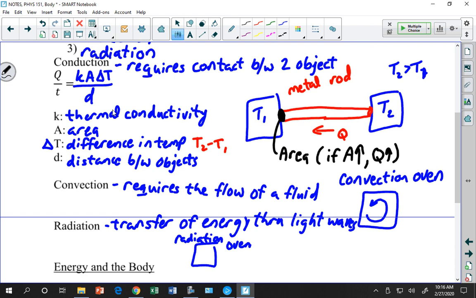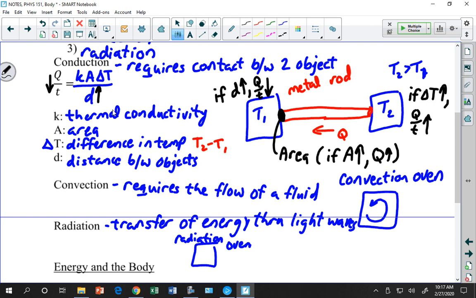If I make my delta T bigger, if delta T goes up, then also Q over T will increase. The rate of thermal energy transfer will increase. If these two objects have a greater difference in temperature, then I'll have a greater flow of heat in order for them to reach that equilibrium temperature. And then also the distance between them. If d goes up, if I increase the length of that rod, then the Q over T will decrease. And I see that over here, that if this goes up, then this will go down.